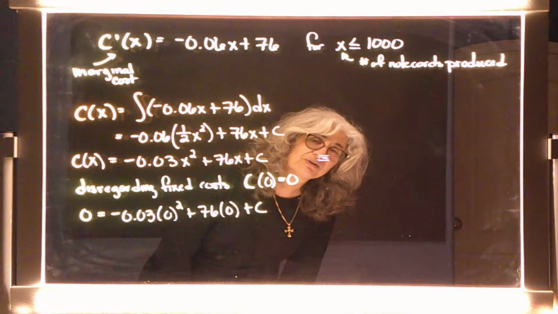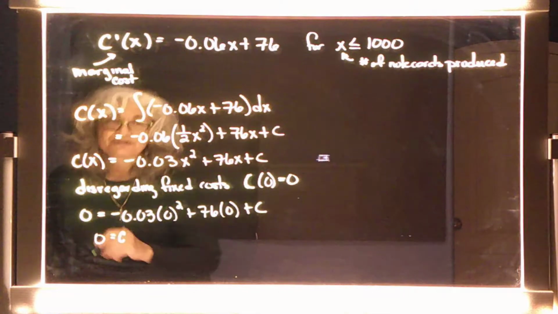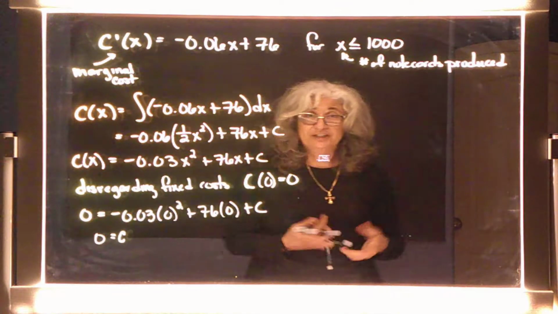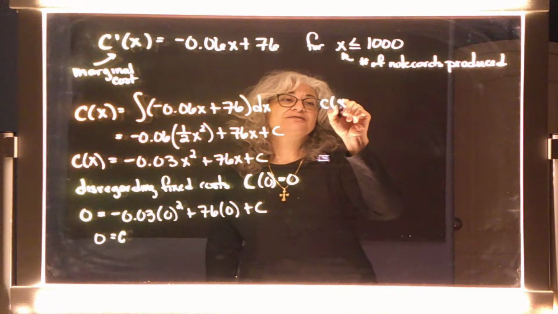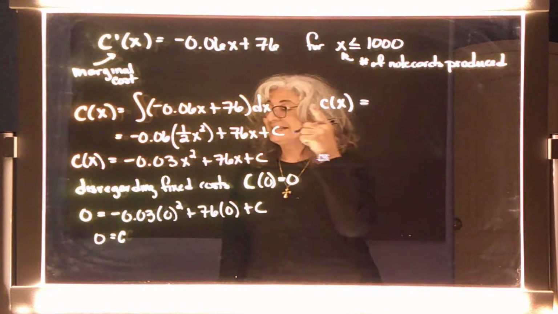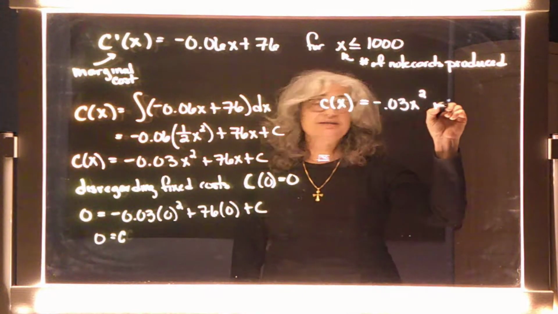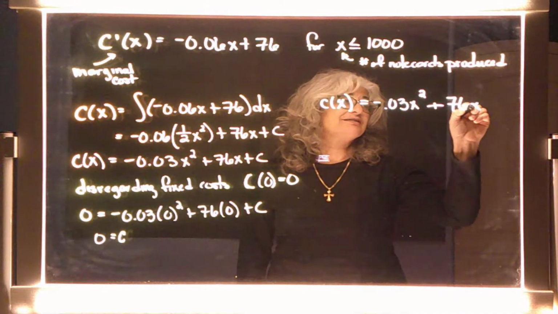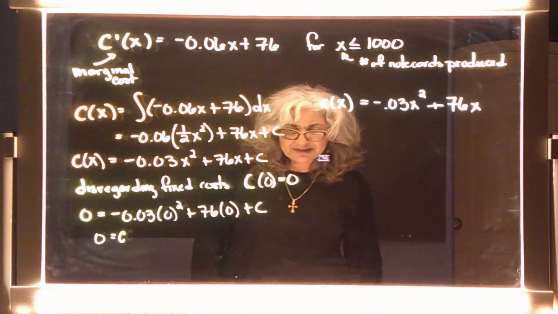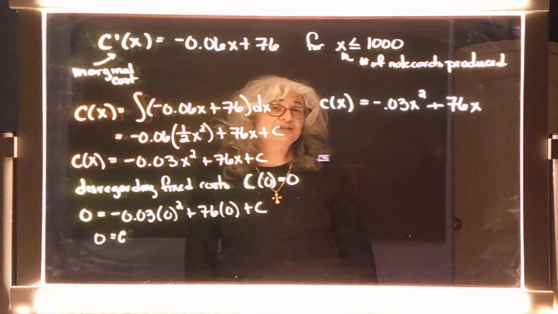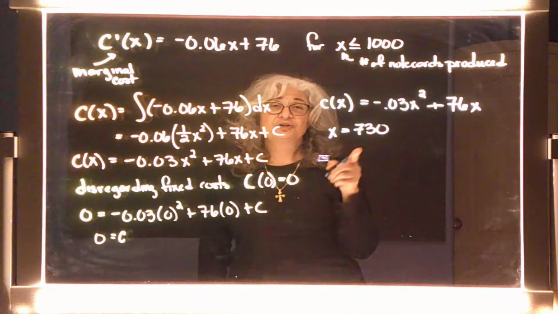And by now you're like, okay, this is looking familiar. Of course it's looking familiar. That means C is equal to 0. Right? Which means your actual cost function with respect to x is negative 0.03x squared plus 76x. Yes? All right. And they would like us to find the total cost of producing 730 cards, which means your x is 730.